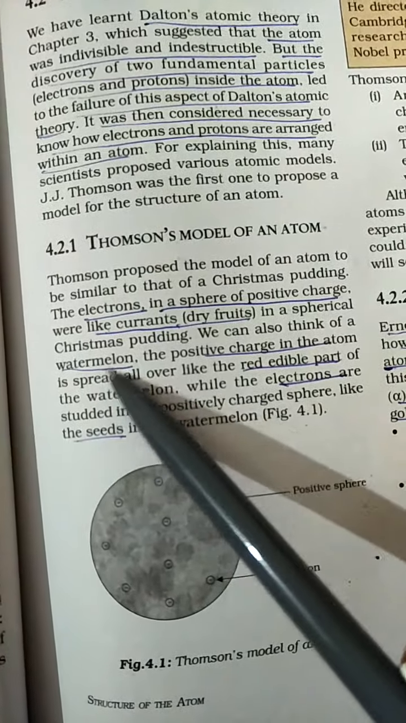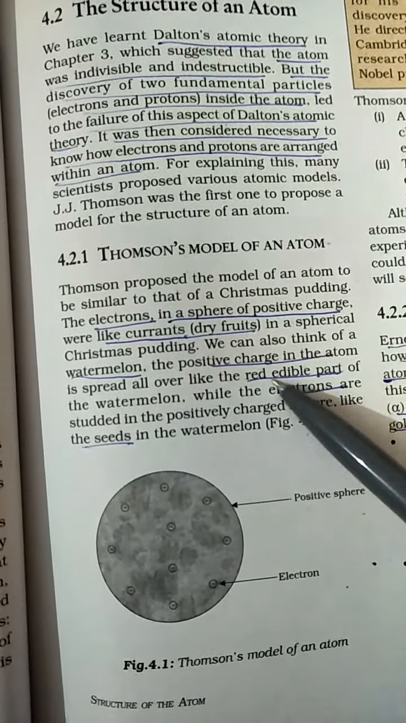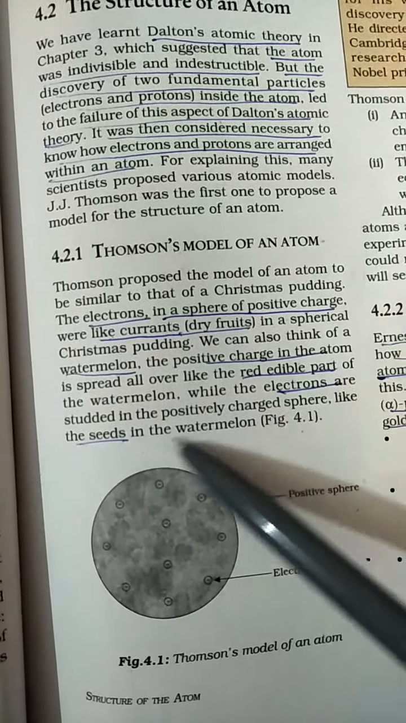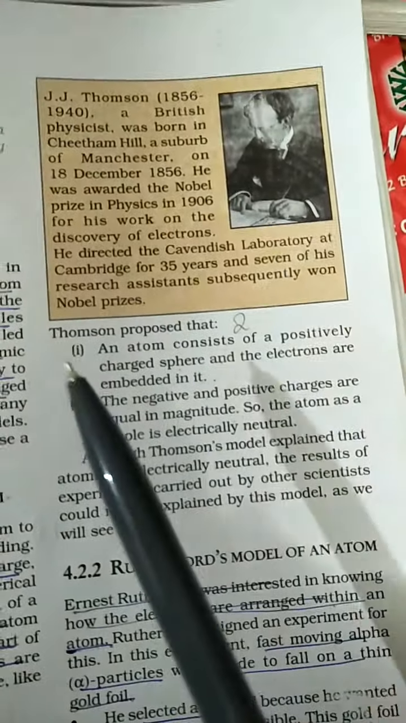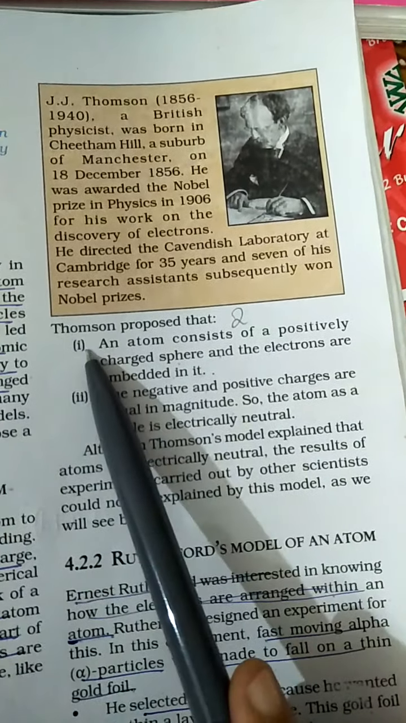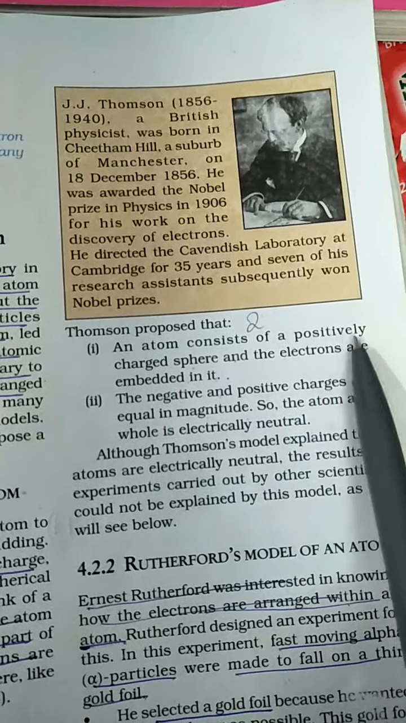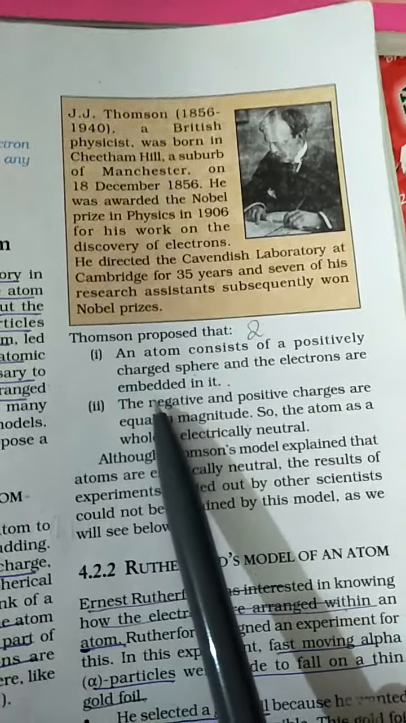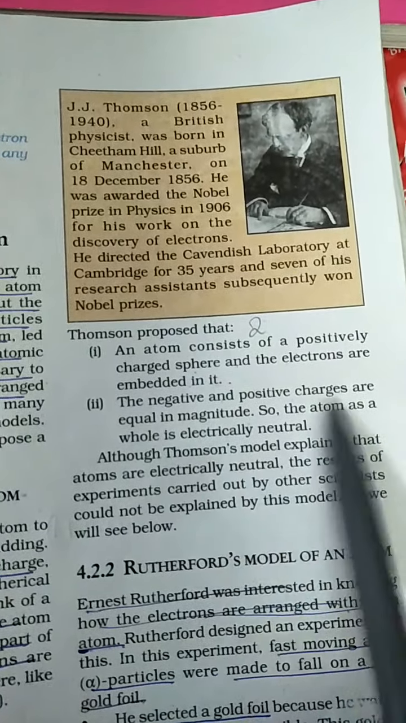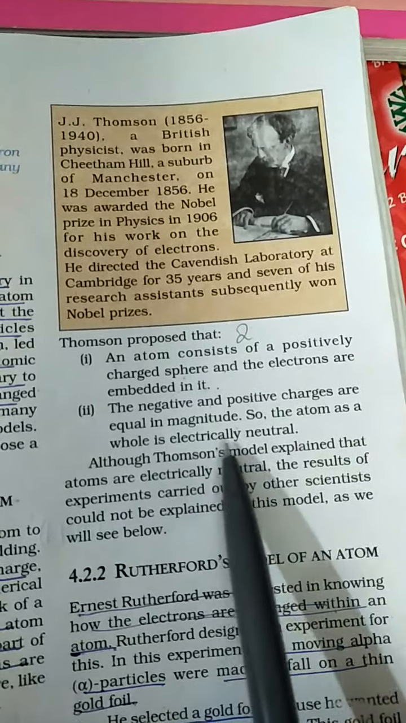Another example is of a watermelon. The positive sphere is like the red colored edible part, and the electrons are like the seeds. So his atomic model had two parts. First, an atom consists of a positively charged sphere and the electrons are embedded in it. Second, the negative and positive charges are equal in magnitude, so the atom is wholly electrically neutral.